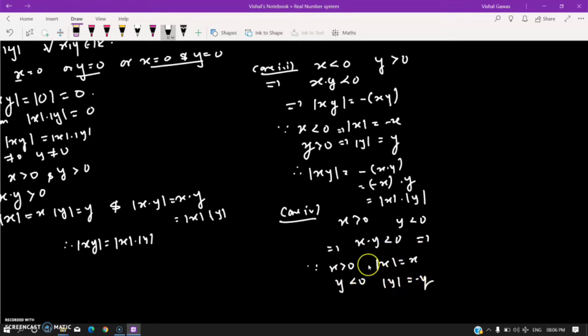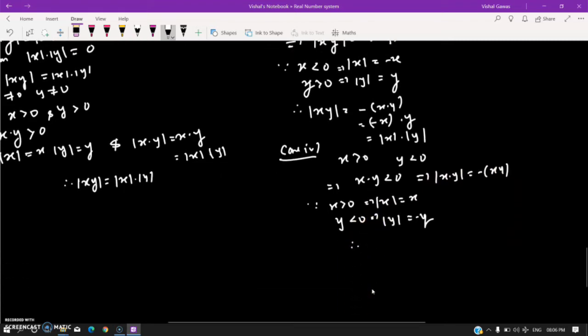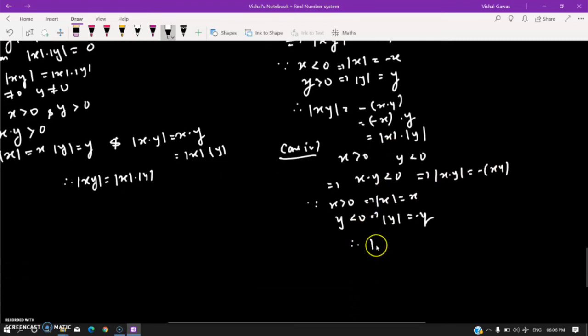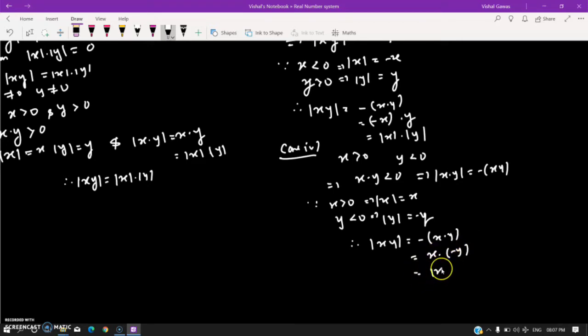This would imply that mod xy would be negative of xy. Therefore, if I use this xy, which is nothing but negative of x dot y, which is nothing but x into negative of y, where x is nothing but mod x and negative y is nothing but mod y. So here also I get the same result.